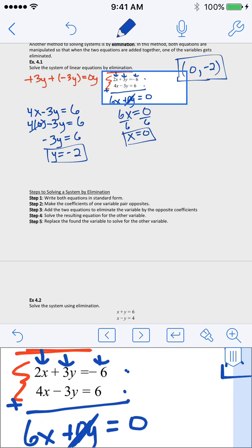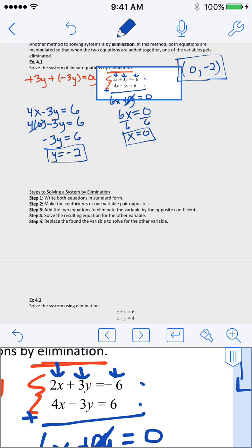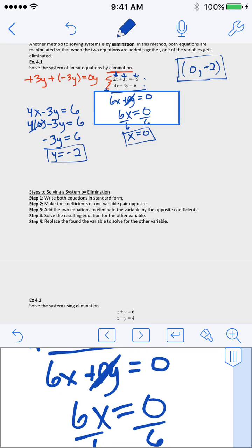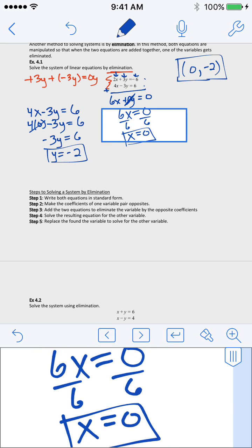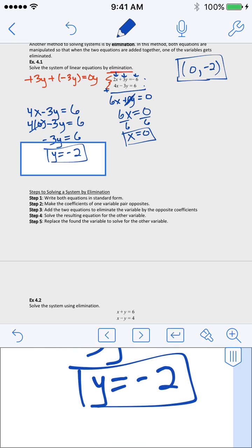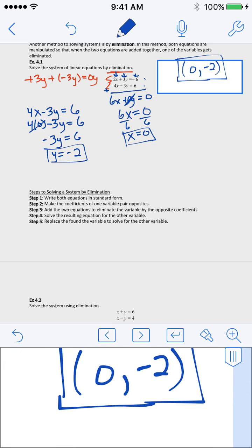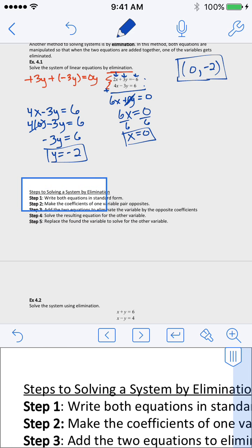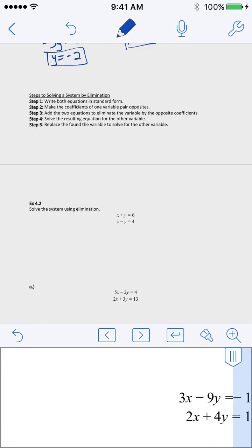So what we did was we noticed that those y's would cancel out when we added them. So we added them together. We got 6x equals 0, and therefore x equals 0. And then we plugged it back in to solve for y of negative 2, and we found our ordered pair. If you forgot what we've done here, the steps are conveniently listed here for you. Let's go try another one.